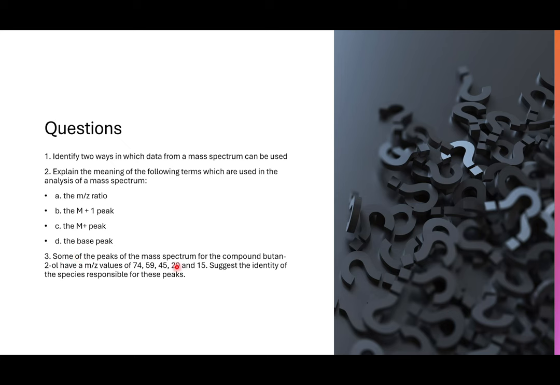Number three, some of the peaks in the mass spectrum for the compound butan-2-ol have a mass to charge ratio of 74, 59, 45, 29, and 15. Suggest the identity of the species responsible for these peaks. So this is the type of question that I said before that they might ask you. They might give you a compound, give you your peaks, and ask you, oh, at peak 59, draw the structure of the ion. Now you must be able to give us the structure of the ion. So, yet again, I must give you guys the benefit of the doubt, because it is a really challenging topic for some persons, but it takes some practice, right?